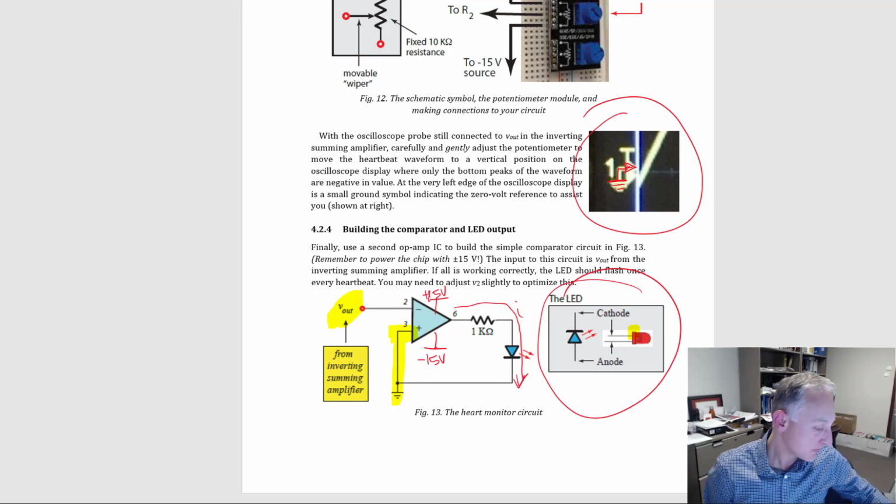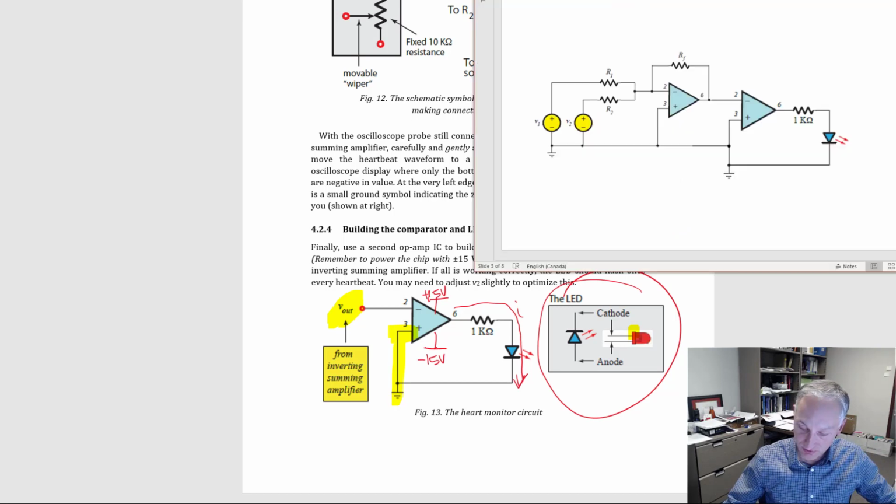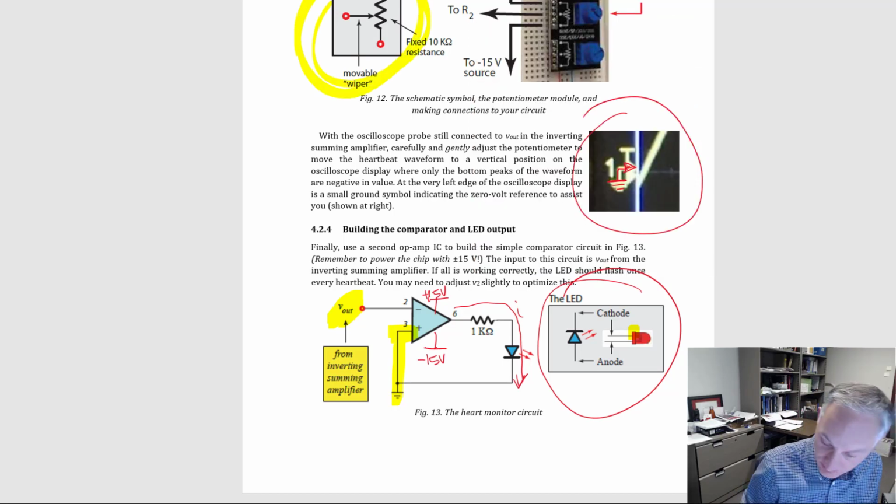So let's just talk really briefly about what's happening with the LED. Oh, you know what? I'll show you the complete circuit. Sorry. So this is the complete circuit here. I've actually drawn that for you. This part here is the inverting summing amplifier that you're going to build. And remember, this part here is going to be replaced by your potentiometer circuit, so it's going to be replaced by this thing here.